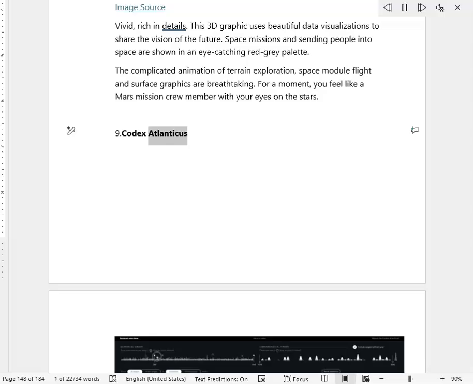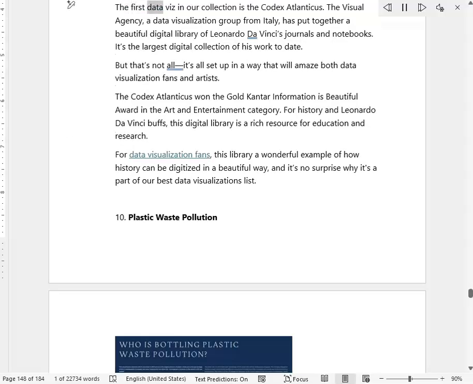9. Codex Atlanticus. The first data viz in our collection is the Codex Atlanticus. The Visual Agency, a data visualization group from Italy, has put together a beautiful digital library of Leonardo da Vinci's journals and notebooks. It's the largest digital collection of his work to date.